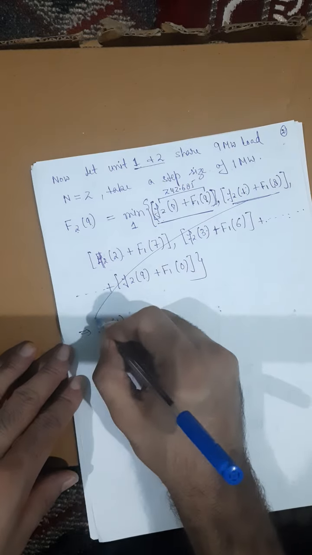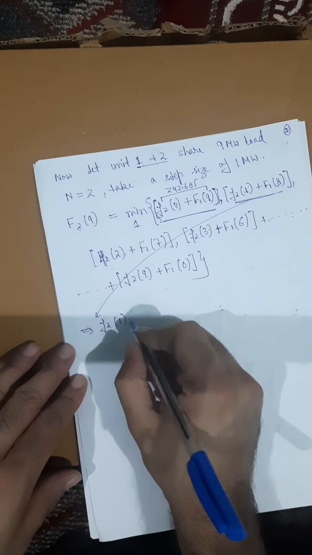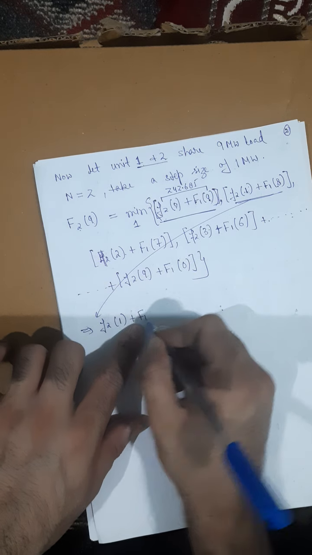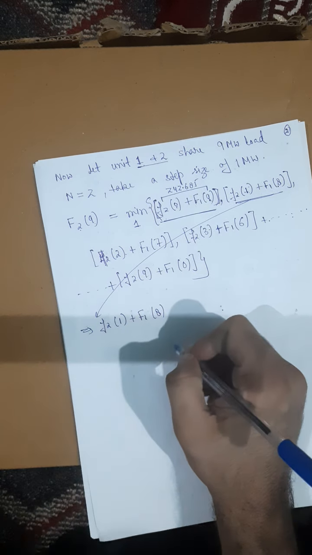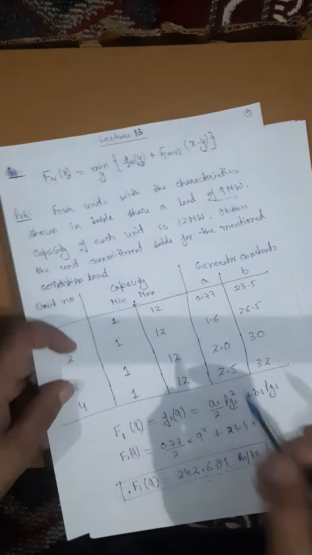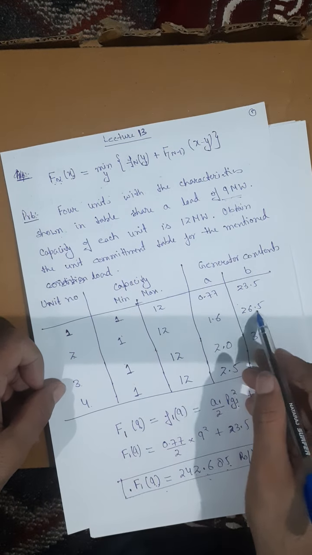Now I am taking this case here. Second unit is taking 1 megawatt, and remaining, how many units are remaining? First unit is remaining now, it will take 8 megawatt. So let me calculate here. So F21, second unit is taking 1 megawatt. So what is A2 and B2?